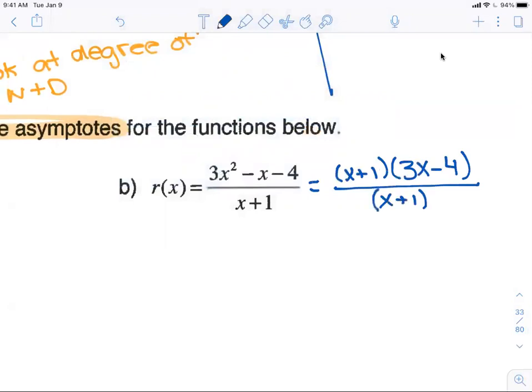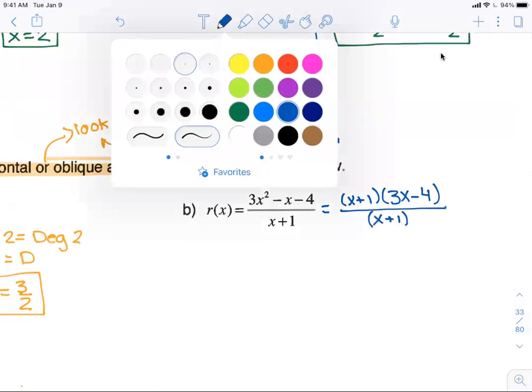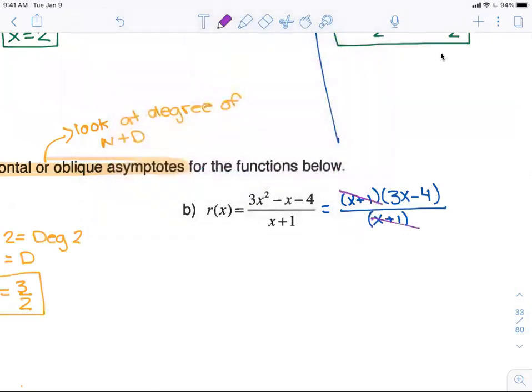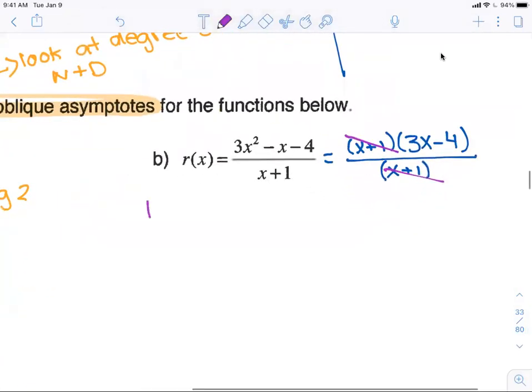So something interesting happens here. So my holes I did in purple. Notice the x plus 1's cancel. So the first thing we're going to take a look at is holes.